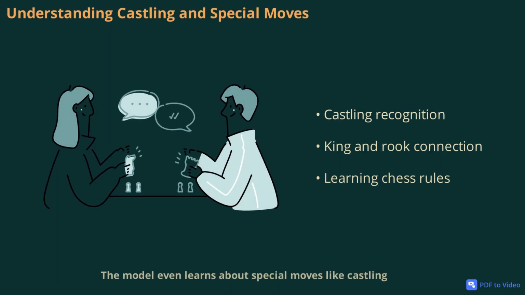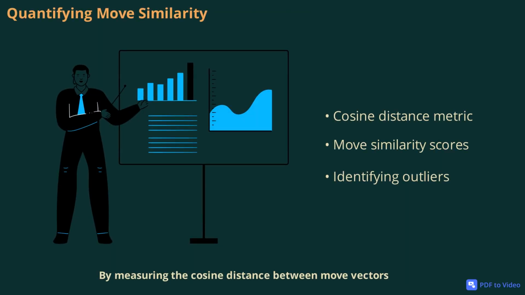The model even learns about special moves like castling. By analyzing the context, it recognizes that castling involves both the king and the rook and clusters these moves together. This shows that the model isn't just memorizing sequences, it's picking up on the underlying rules and relationships that define chess strategy. By measuring the cosine distance between move vectors, we can quantify how similar or different two moves are.